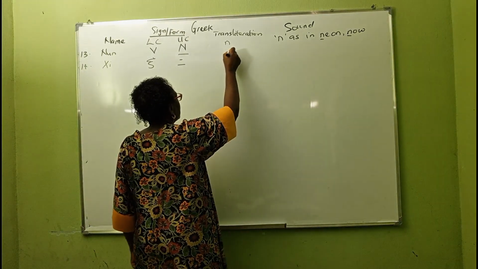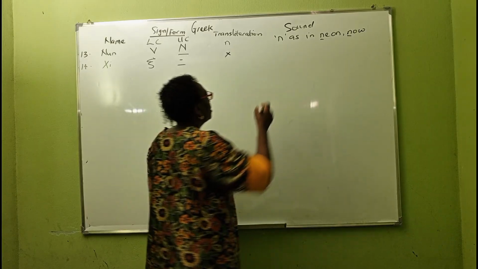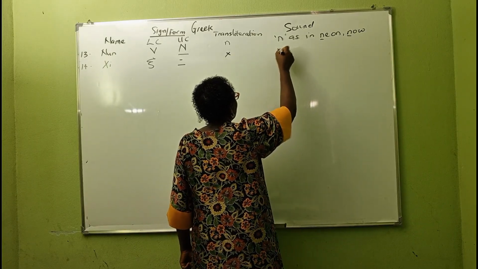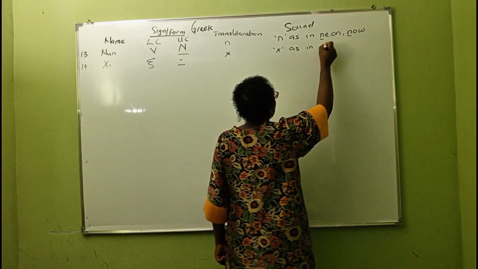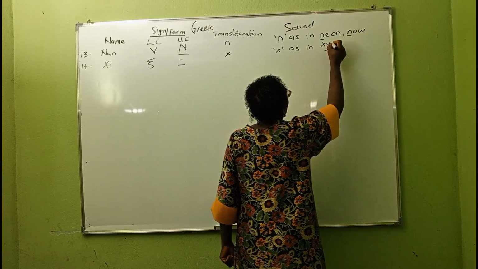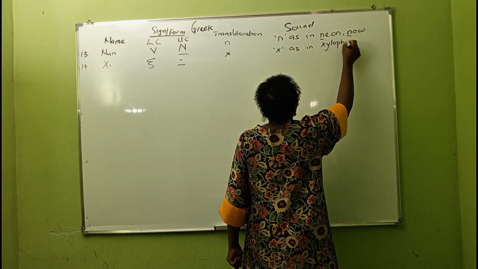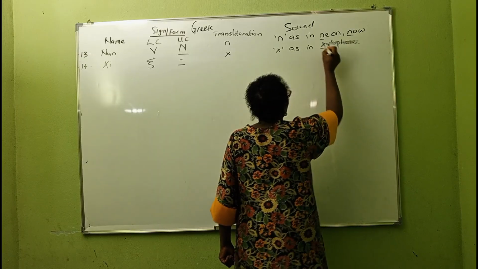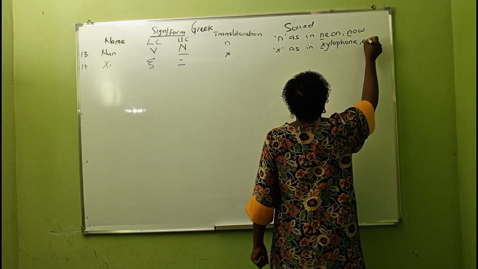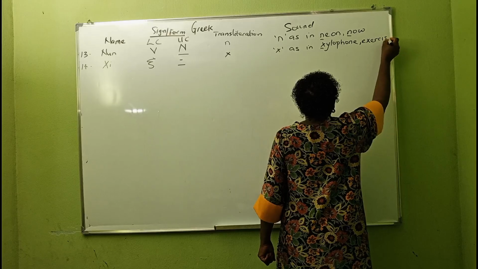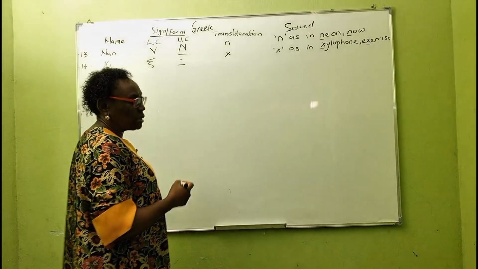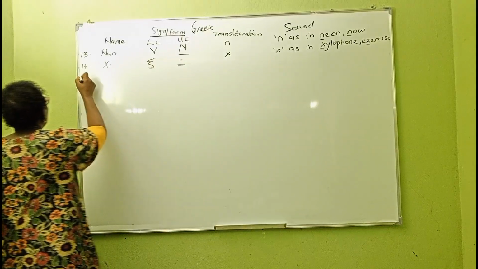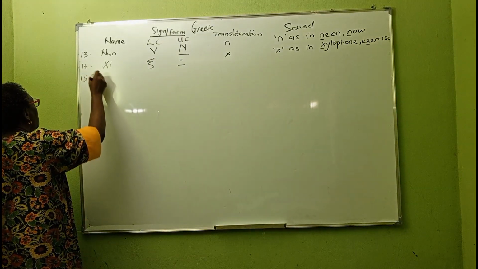And the transliteration is X in English. So we can say X as in xylophone, or you can say X as in exercise. That's for us. And then the next one is Omicron.